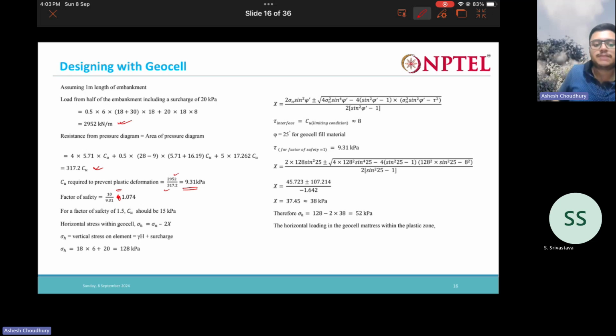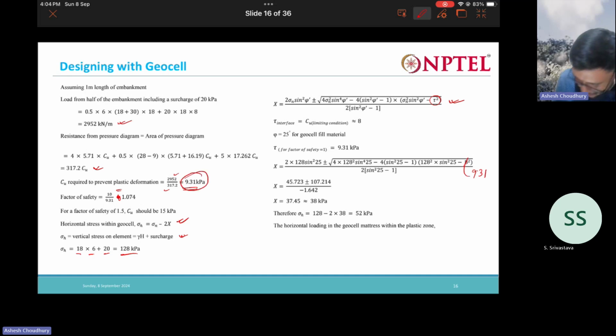Now the next step is to determine the horizontal stress within the geocell using this expression, as I said. The vertical stress on the element is gamma times height plus surcharge, so 18 into 6 plus the surcharge 128 kPa. Now you have this expression. At the interface, put Cu for this tau. This tau is nothing but the limiting Cu. Here they have put an 8, but this won't be 8. Here you have to put 9.31, the limiting condition.